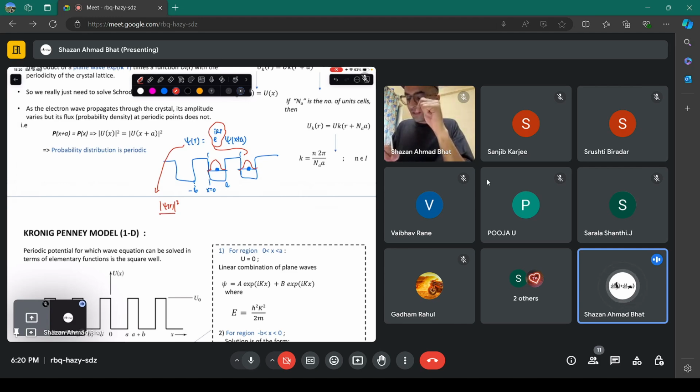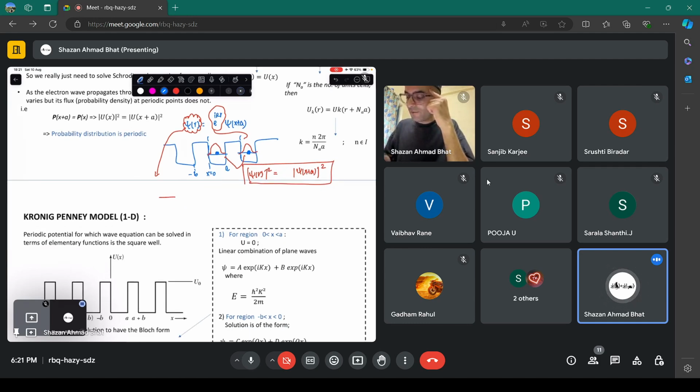It is psi square, which is basically called the probability of finding the electron. So psi is not going to give you any significant information about the electron. You have to compute psi square always. Since the probability of finding the electron is the same, psi of r squared should be equivalent to psi of x plus a squared. That is only possible if there is a certain factor here which is equivalent to 1, and that is e to the power of this thing.